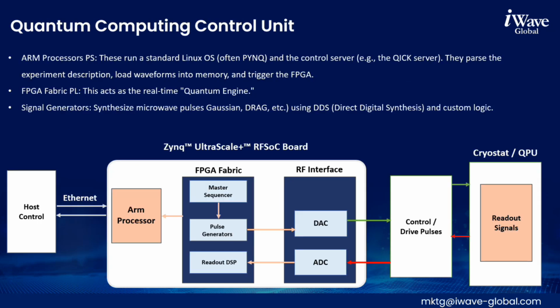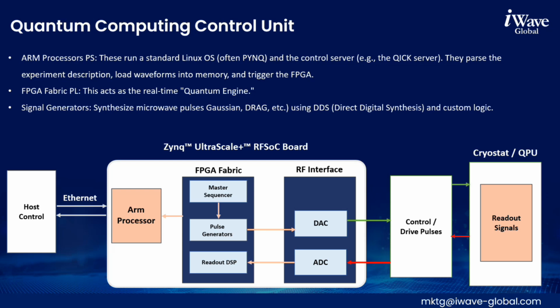Then we have a quantum control unit, a quantum computing control unit. Here the RFSoC board will lie between the host control and the cryostat. So the qubits will be residing in the cryostat, and the researchers can use the host control with the Qiskit for writing the algorithms.